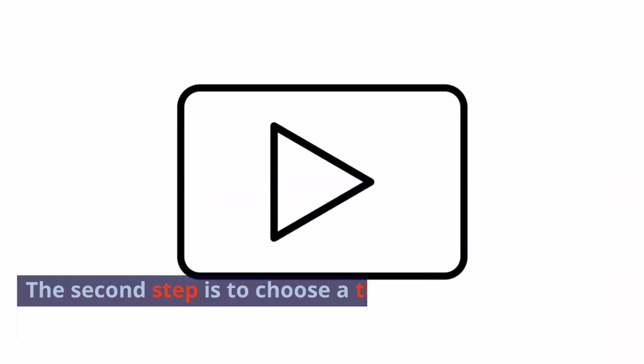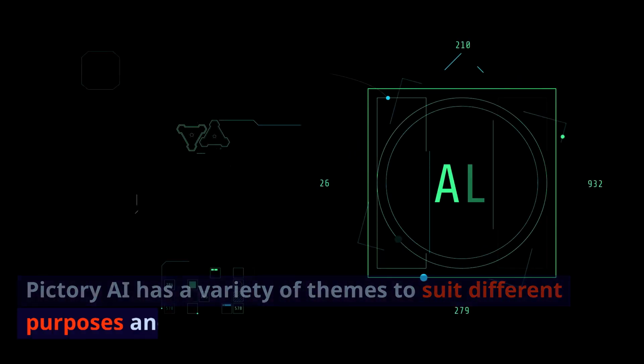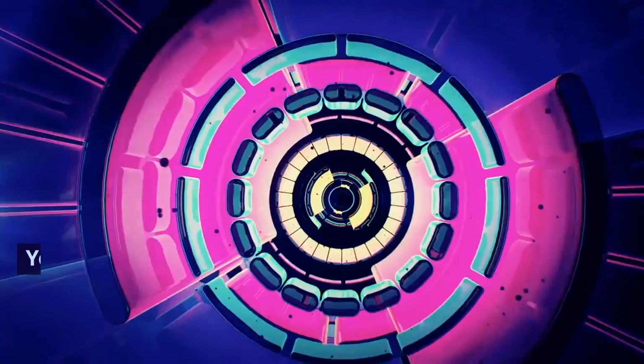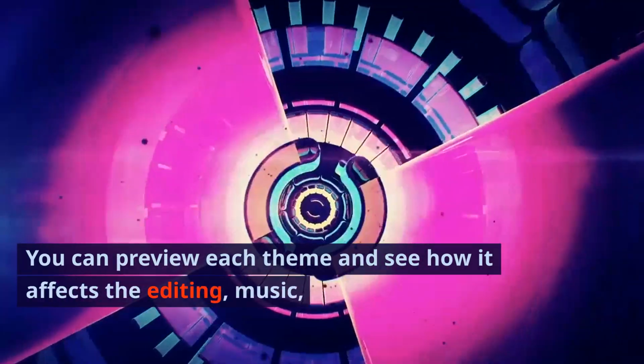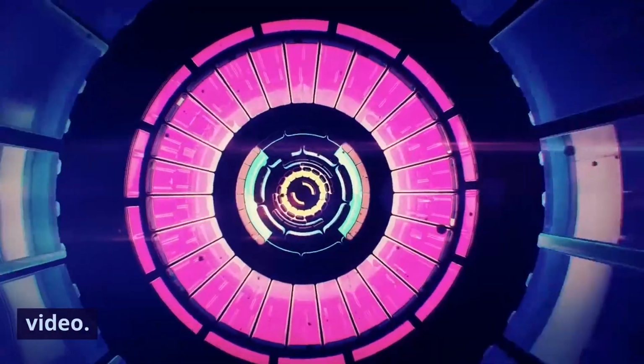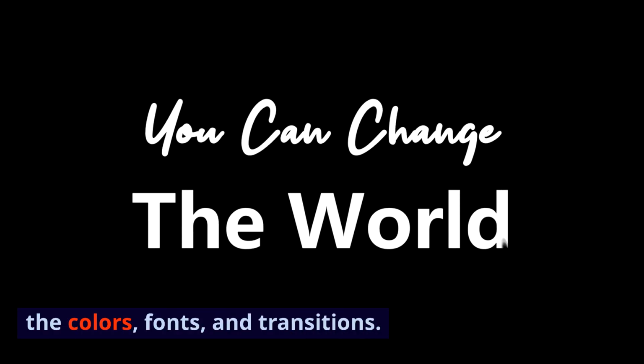The second step is to choose a theme for your video. Pictory AI has a variety of themes to suit different purposes and styles. You can preview each theme and see how it affects the editing, music, and captions of your video. You can also customize the theme by changing the colors, fonts, and transitions.